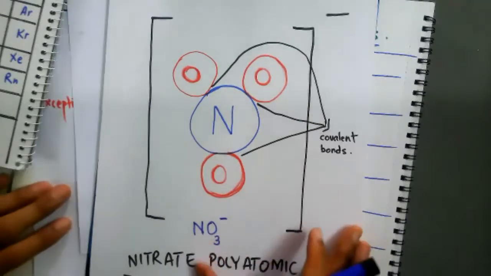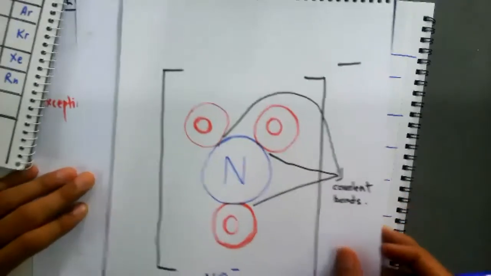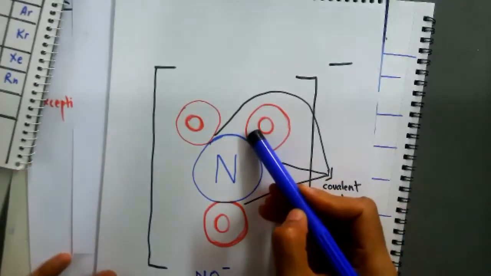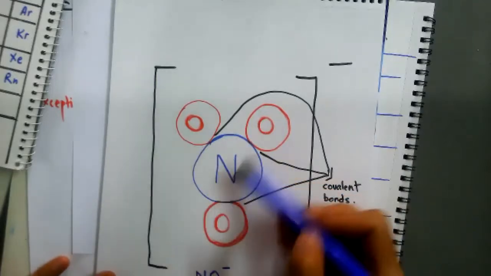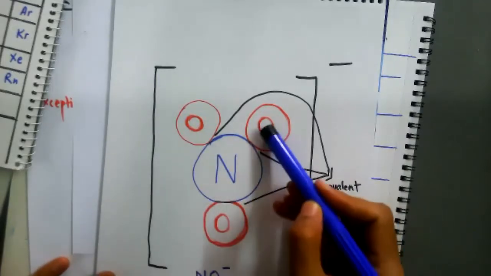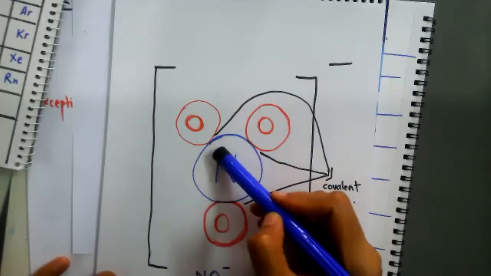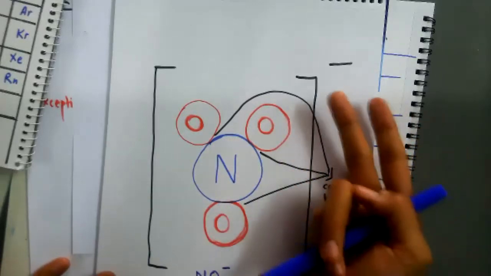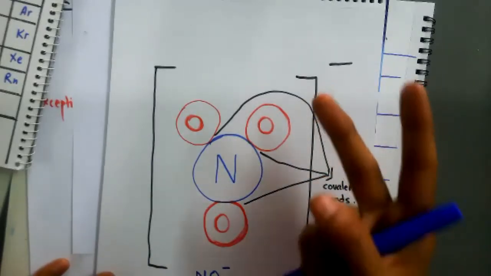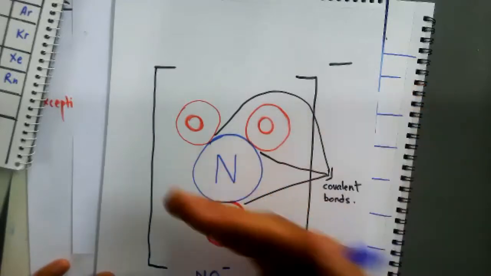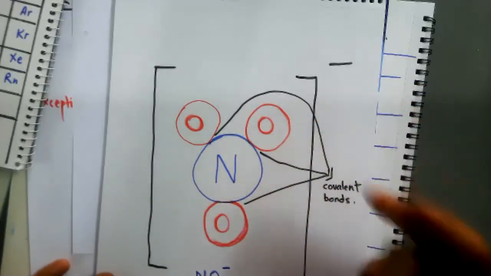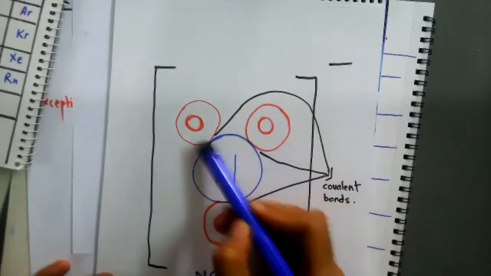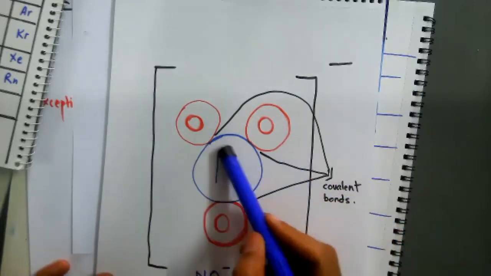Also, I want you to know what sort of bond is keeping these oxygen atoms stuck to nitrogen. What sort of bonding? Is it ionic? Remember the two types of bonding we have done. One is the electrostatic attraction between the positively and the negatively charged ions. The other is electron sharing. Ionic and covalent. So do you think this is ionic or covalent?